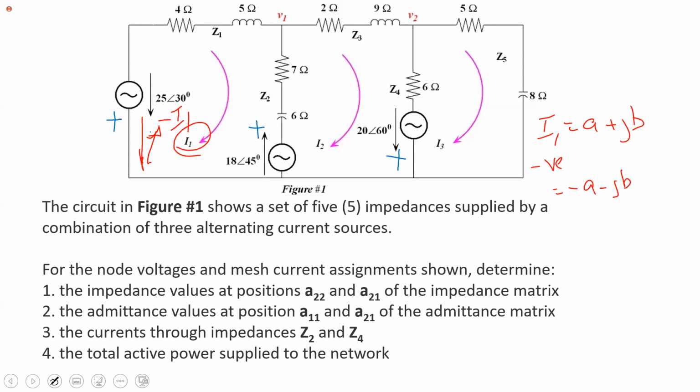However, regardless of what is happening, S for the source is calculated as this. So although I'm looking at the negative of the current because I'm looking at the supply, I'm delivering power to the network, the conjugate would now be minus A plus JB. All right, so it's just that I'm looking from the perspective of the source supplying power.